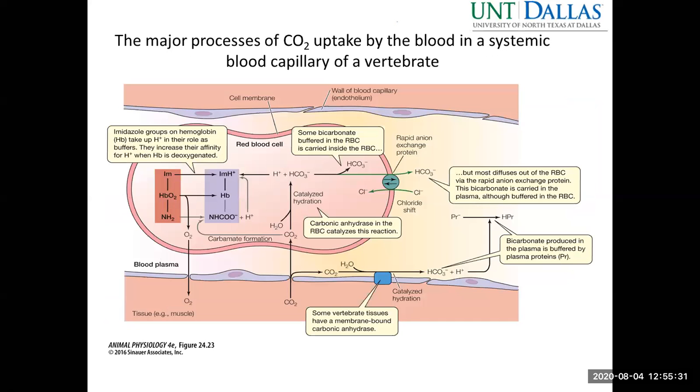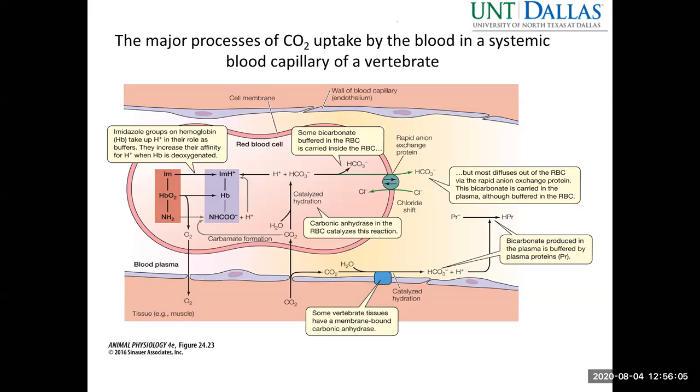Talking about the major processes of carbon dioxide uptake by the blood, here you can see that the molecules boxed in red and purple represent the oxygenated and deoxygenated hemoglobin. Three elements of molecular structure are highlighted in each hemoglobin molecule. The oxygen binding site is symbolized as Hb. We also have some buffering groups that can participate in carbamate formation.